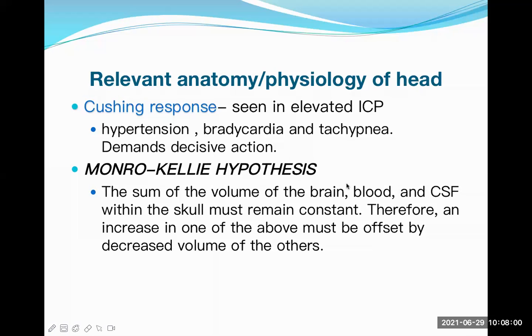Regarding a bit of physiology here, there is the Monro-Kellie hypothesis. This hypothesis tells us the sum of the volume of the brain, blood, and CSF within the skull must remain constant. Therefore, an increase in one of the above must be offset by a decreased volume of the other. Otherwise, very high intracranial pressure develops. In other words, let me make it simple for you. There is no extra space there. We cannot increase these things. There is no space to accommodate them.